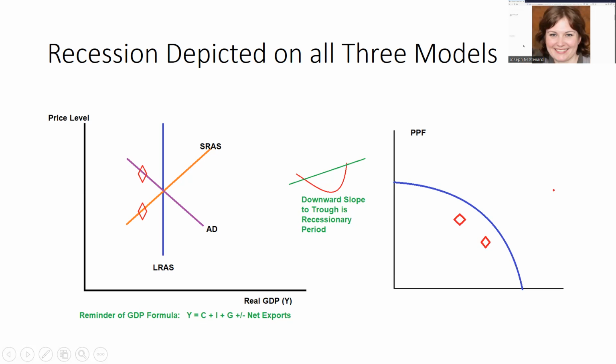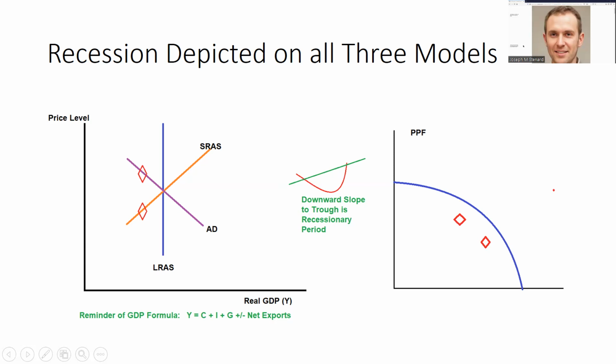The three models I'm talking about are this AS-AD model, the business cycle model, and the PPF model. When we see a downward slope on the business cycle, we know that we're heading into a trough, and that's a recession. And if we see production that's within and not touching the PPF, we know that's a recession. All three of these models are showing a recession, and they just show it in different ways.